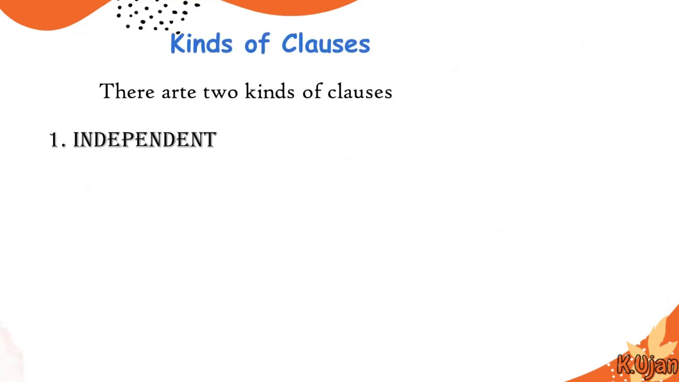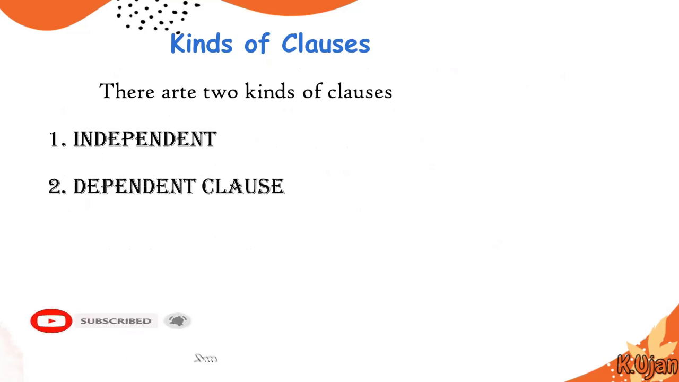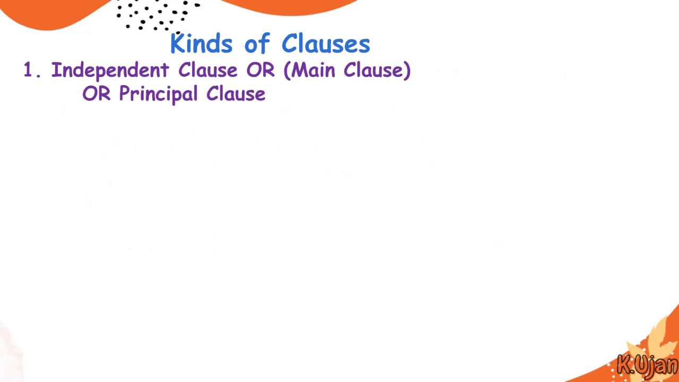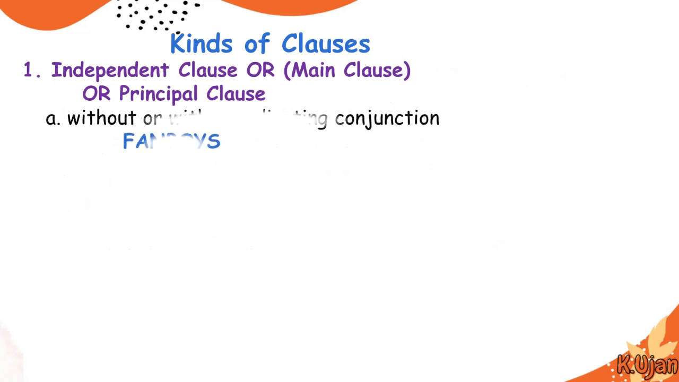Hope you have understood. So let's begin and talk about kinds of clauses. There are basically two kinds of clauses, independent clause and dependent clause. They both combine together to make sentences. So let's begin. Number one, that is independent clause, or we may call it main clause or principal clause. So here are the characteristics of main clause or independent clause.